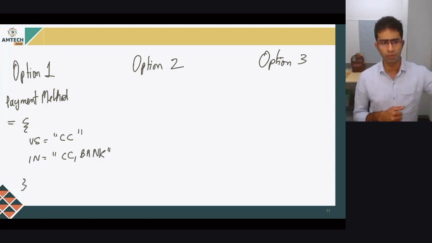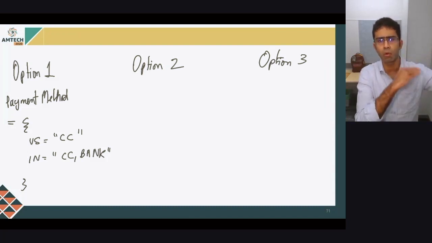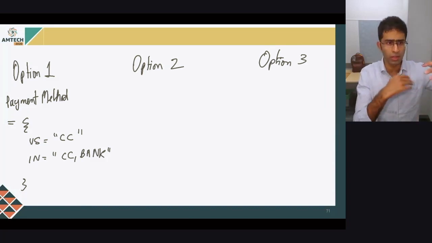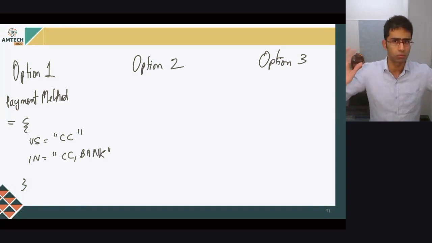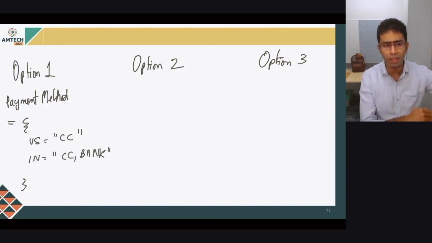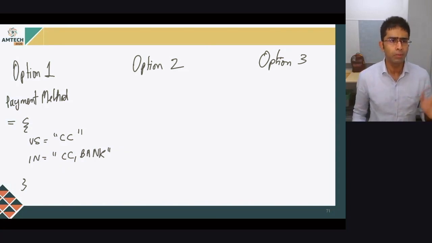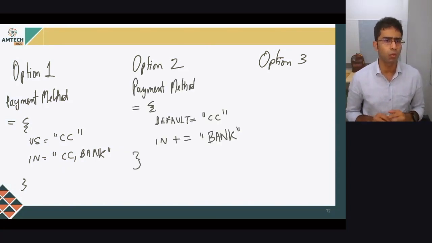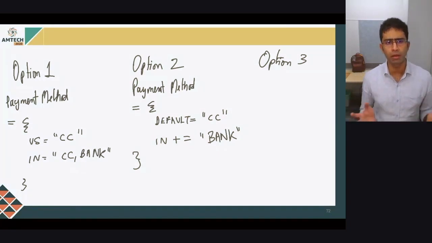Now, this is an example of customization because every time I want to add a new country, I have to add a record here. So it is effective because now I'm giving Indian customers two options, but it's not very efficient. I have to keep adding things. Now I can make it a little better. I can say, okay, everywhere the default is credit card, but in India use credit card and bank account.